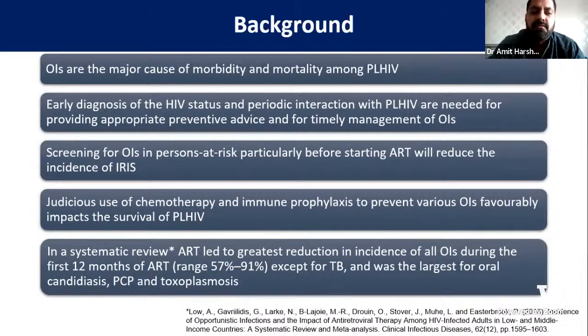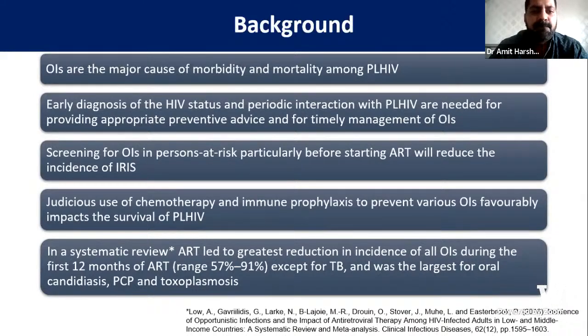So that's very important. If you religiously and meticulously exclude all these danger signs and then start ART, that will probably reduce the incidence of IRIS as well, which has been the major hindrance for a lot of people thinking about whether we should start the ART as soon as possible or not.